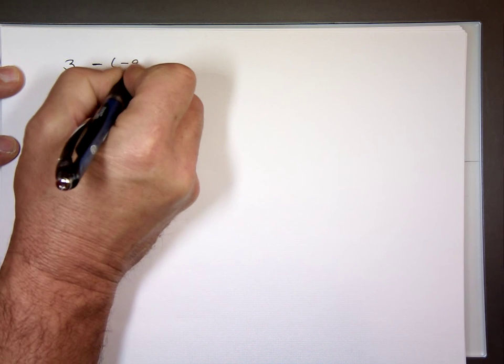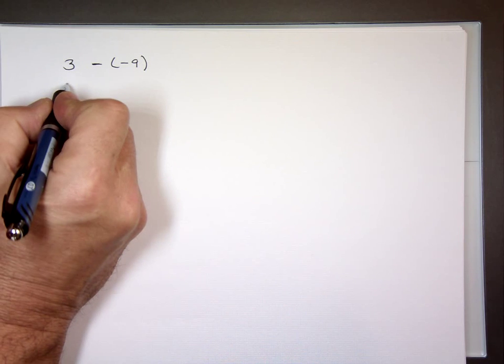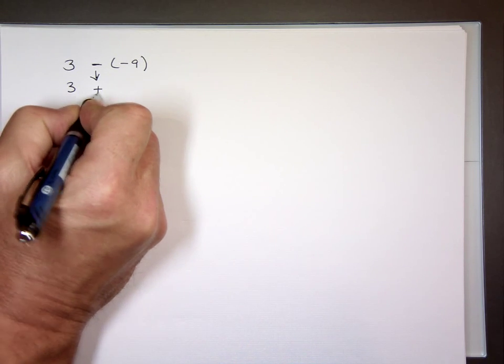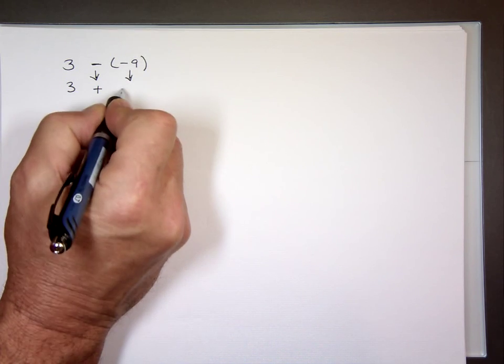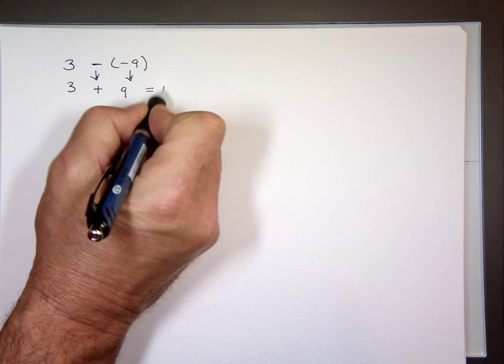What's 3 minus a negative 9? Think about that. Give you like 20 seconds to think about it. They told me not to leave the camera running with no voice, no writing on it. So we keep the first number. We change this to what? Plus, and we take the opposite of that. This becomes what? 9. What's 3 plus 9? 12, yes.